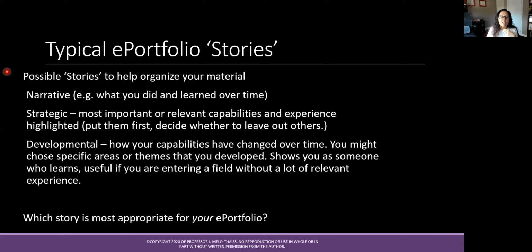When we think about typical ePortfolio stories, there are many different types of stories. You guys have actually looked at these because I've given you samples. Here are some examples. You might want to think about a narrative, what you've done in the past and what you've learned over time and how this has contributed to your current capabilities. It could be strategic. Maybe you want to start with the most important or relevant or most recent capabilities and highlight those by putting them first, and then decide whether to leave out others.